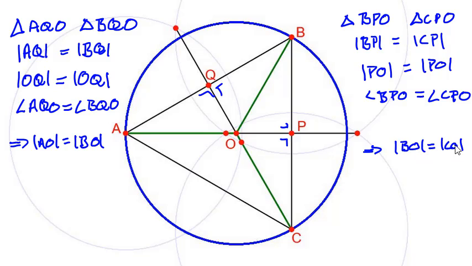But if BO is equal to CO and BO is equal to AO, then CO must also equal AO. So what we have is that the distance from the point O to each of our three vertices is the same. So our circle does pass through all 3 points, and it is the circumcircle of our triangle, and that is our construction complete.